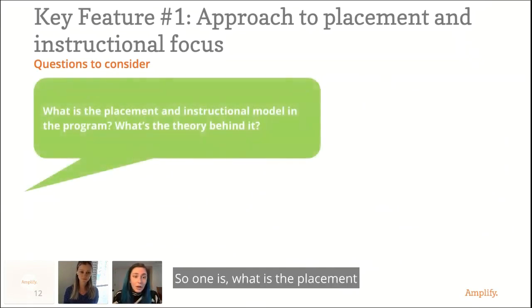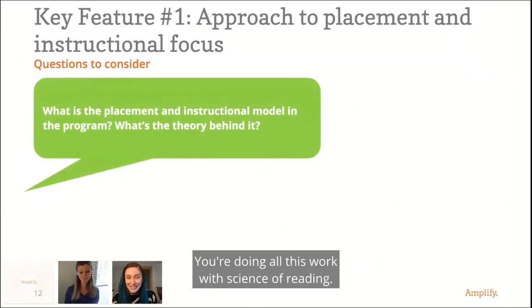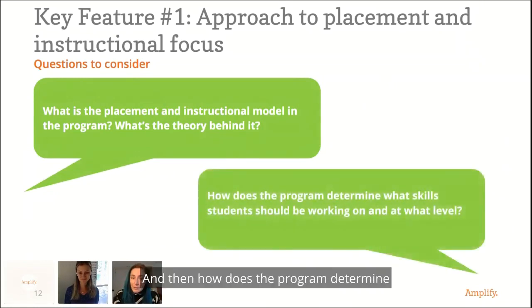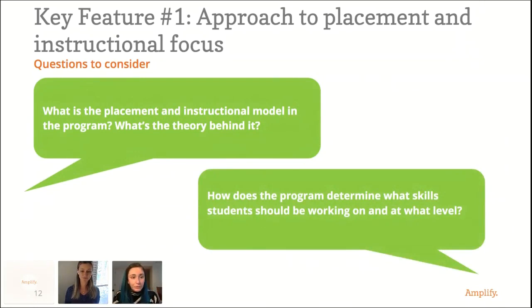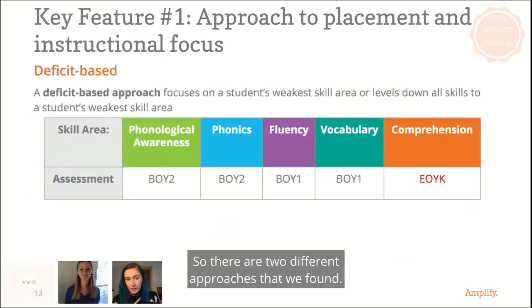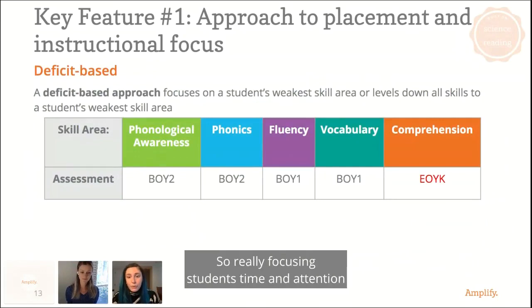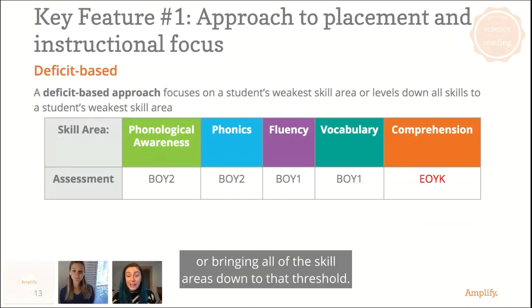One is, what is the placement and instructional model in the program? What's the theory behind it? What's it based on? You're doing all this work for the science of reading. Is it matching your approach? And then how does the program determine what skills students should be working on and at what level? There are two different approaches that we found. The one that we saw out there has a couple flavors, but the general approach is deficit-based: really focusing students' time and attention on their weakest skill area, or bringing all of the skill areas down to that threshold.